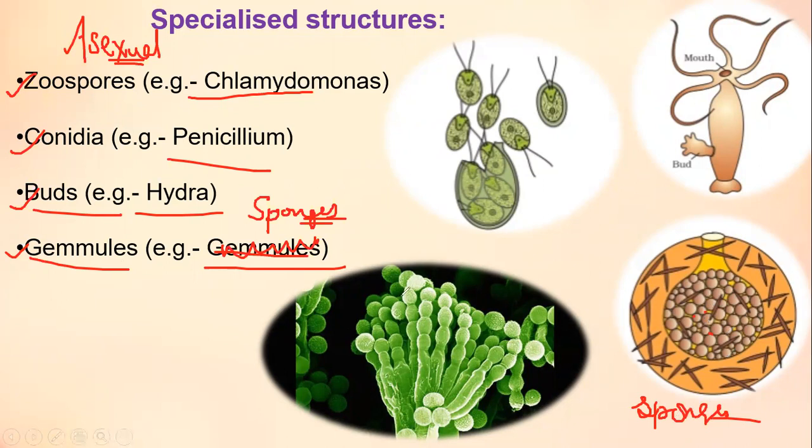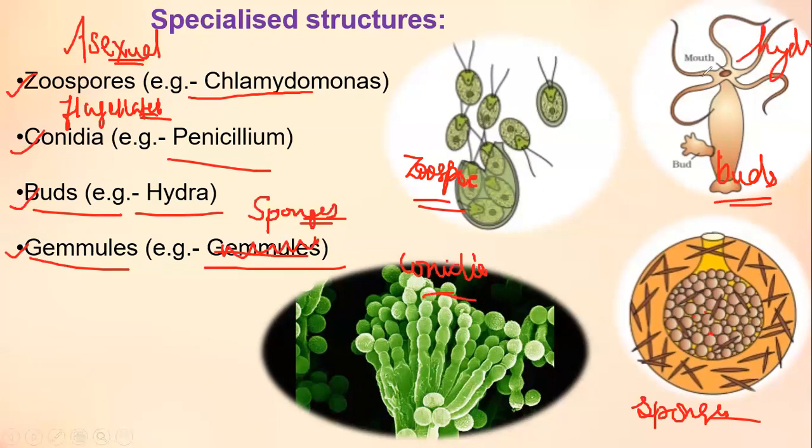This is Penicillium, and here you can see the conidia formation. This is biflagellated. Zoospores are generally flagellated. So this is the zoospore. Next, these are the buds in Hydra. So let's move on with the next one.